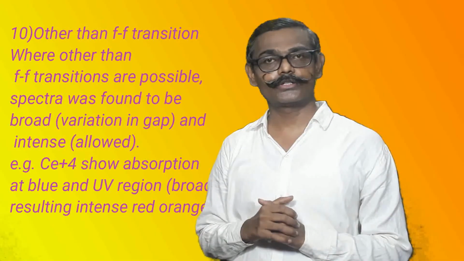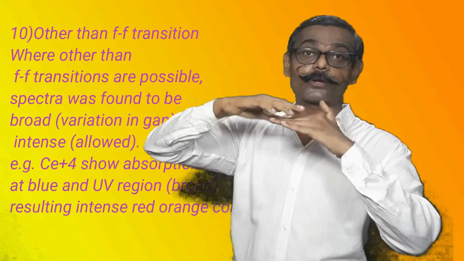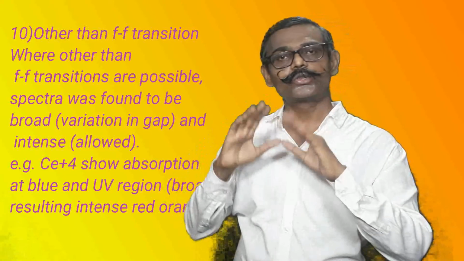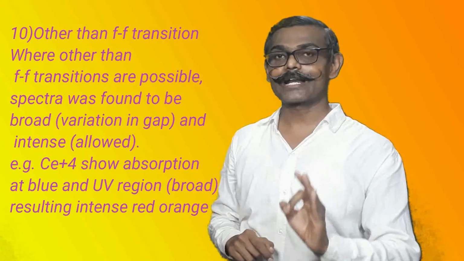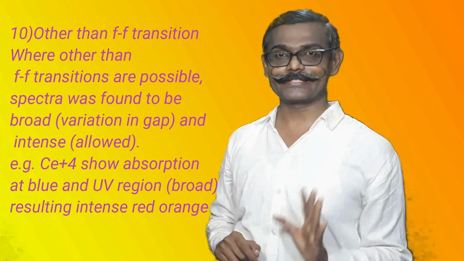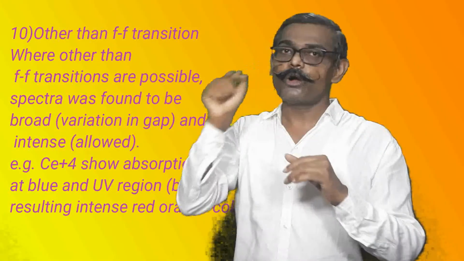Now the question is, is only f-f transition possible in the case of lanthanoids? It's our point number 10. Yes, transitions other than f-f are also possible. It may be an f-d transition or a charge transfer transition. If an electron moves from an f orbital to a d orbital, or from an f orbital to an orbital of the ligand, those are allowed transitions. If they are allowed transitions, how will the spectra be? The spectra will be intense. And what will the nature be, sharp or broad?